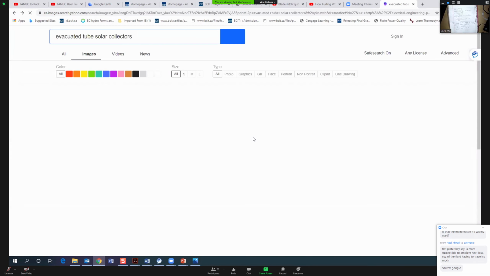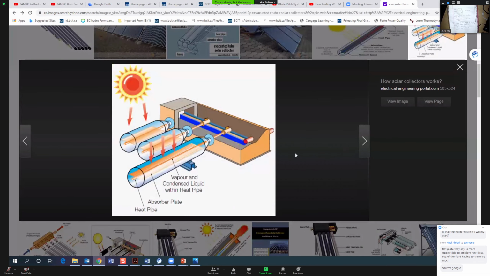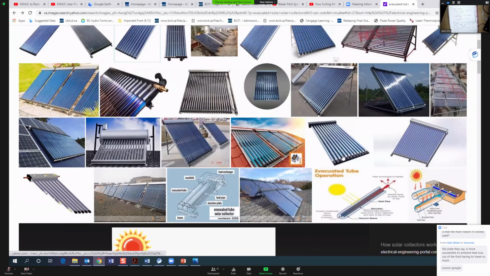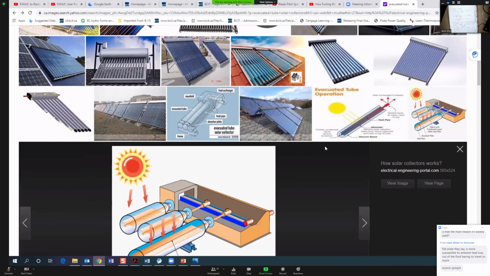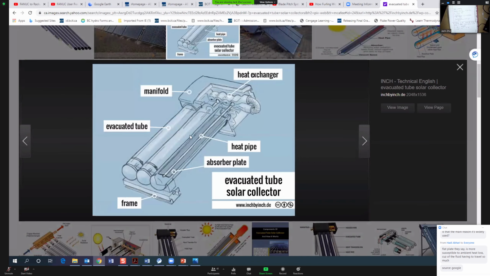Usually, they mount them at an angle, as this picture shows. So the liquid inside, when it heats up, can vaporize and rise to the top. Then when it cools down, it flows down to the bottom to get heat again.